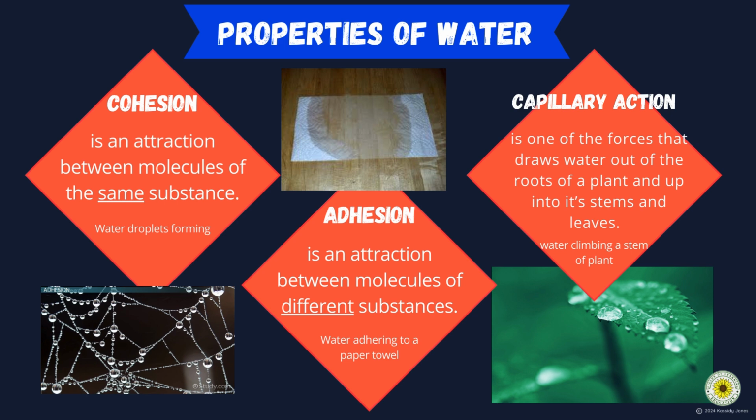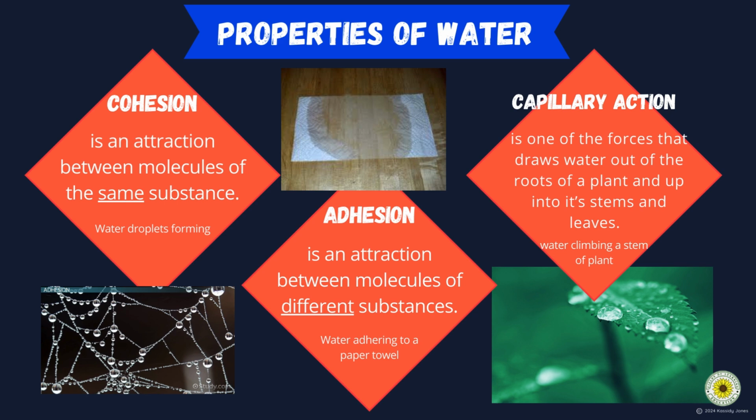Some of the properties of water is cohesion. Cohesion is an attraction between molecules of the same substance. You can see the water droplets forming because the water is attracted to other water molecules. That's why you have this picture of the water droplets forming on this web, attracted to other water molecules.